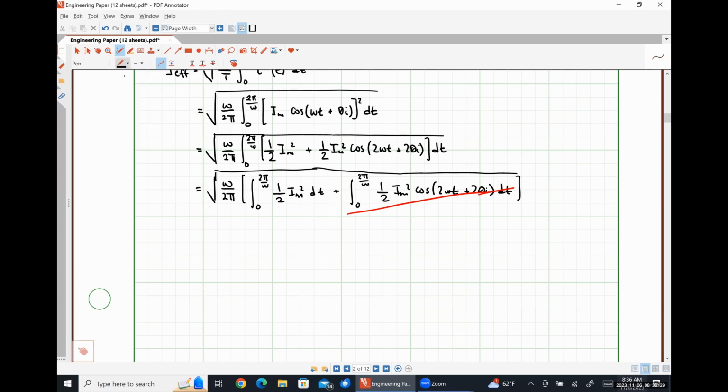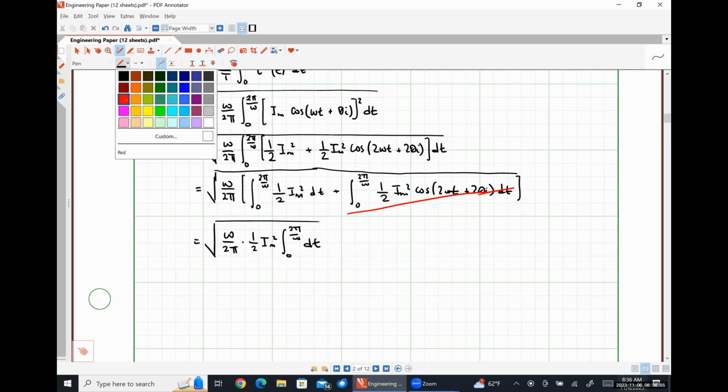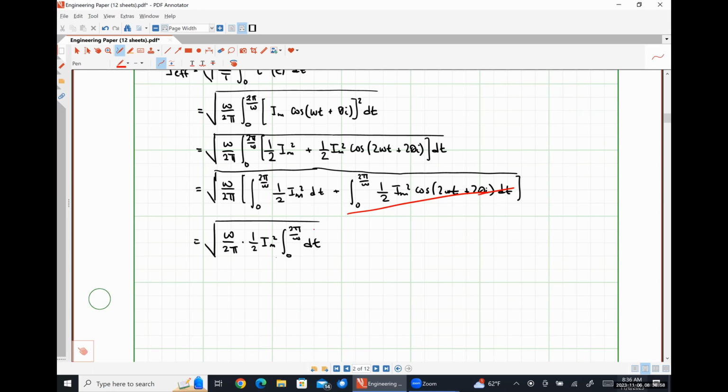And so all we have left is this bit on the left. All of that stuff is just a constant, right? So we're going to have the square root of omega over 2 pi times 1/2 Im squared times the integral from 0 to 2 pi over omega of dt. The integral of dt is just 2 pi over omega. So this part cancels this part, and all we're left with is the magnitude of our current waveform divided by the square root of 2.